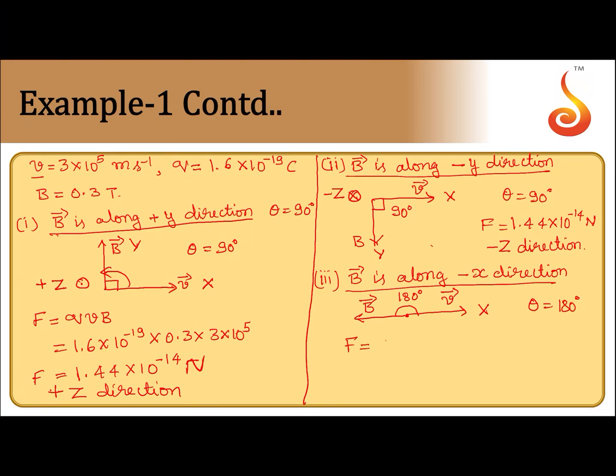So force will be QvB sin theta. Sine of 180 degree is 0, so force is equal to 0. So there is no force acting on the proton. When there is no force, there is no question of direction. So this is the expected answer.